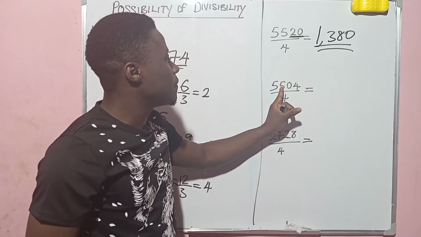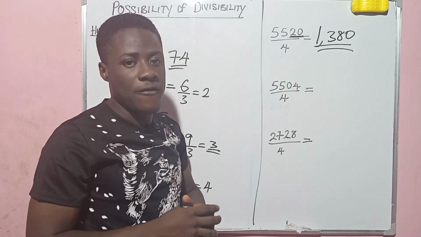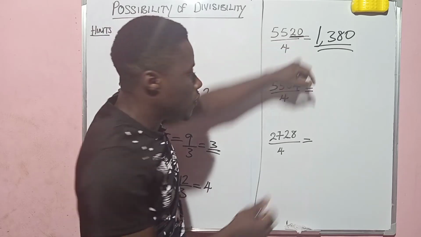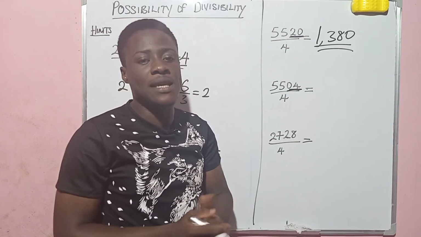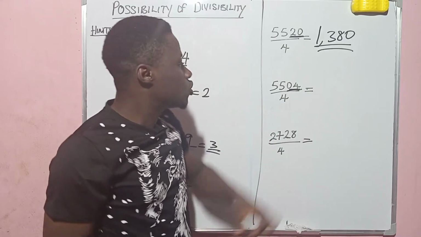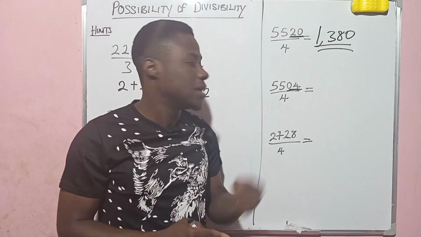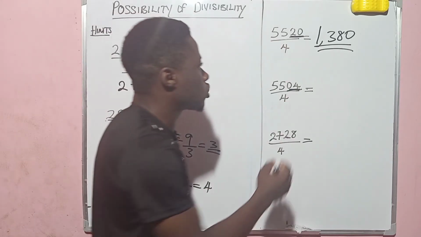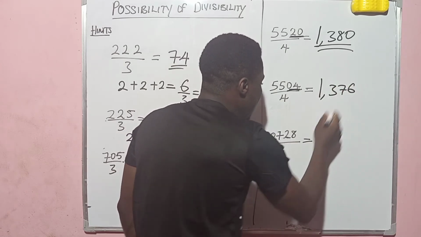I have 5,504 divided by 4. Is this divisible by 4? How do you check? Observe the last two digits. 04. Is 04 divisible by 4? Yes. 04 is just the same thing as saying 4. Can 4 divide 4? Yes. Automatically 4 divided by 4 will give us 1. So since the last two digits are divisible by 4, automatically 4 can divide this number. So 5,504 divided by 4 will automatically give me 1,376.